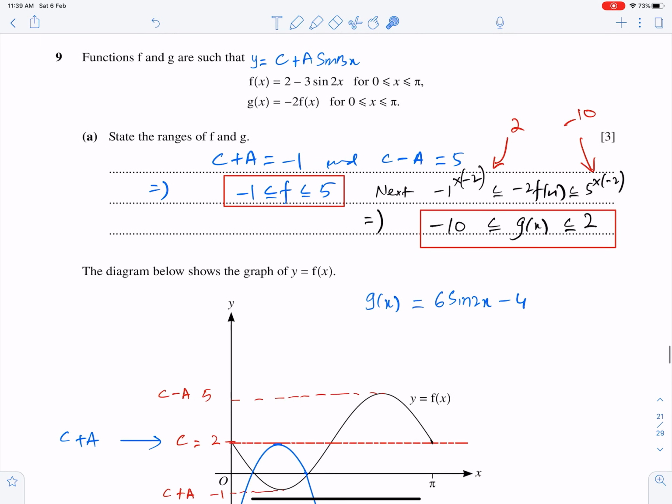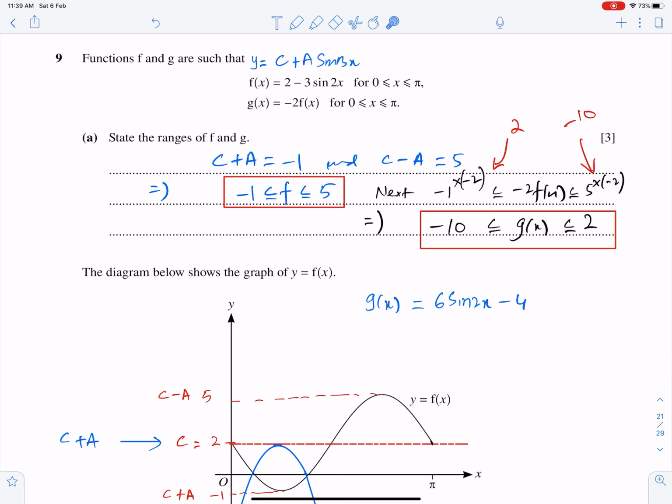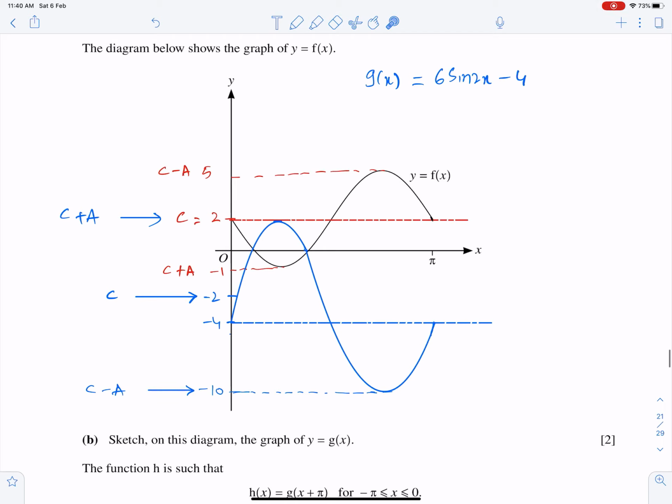Here is the proper solution of this question. This is the range of f, c plus a, c minus a, and I multiplied this range by -2 because we get g of x by multiplying -2 with f of x. So this is the range of g of x. You can also find the expression of g of x and then find the range. You have the option. This is the equation of g of x because g of x is -2 f of x. So I multiplied -2 with f of x and I got this equation. And then this is the sketch of g of x.